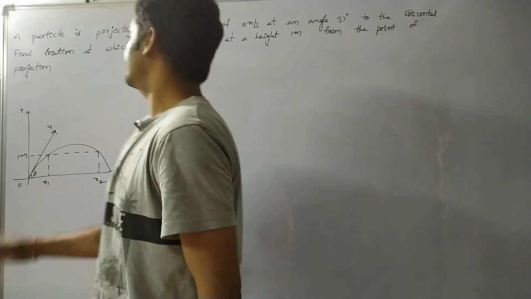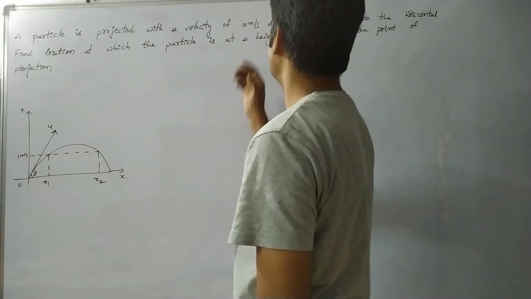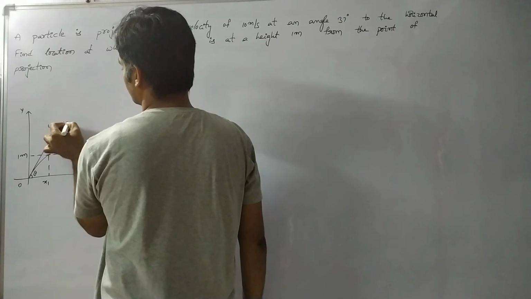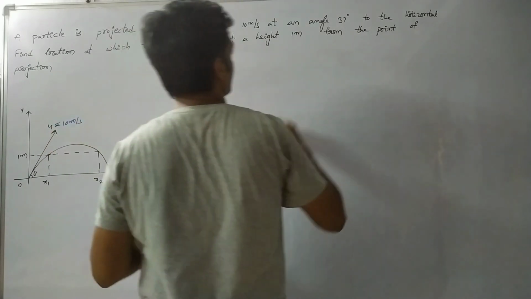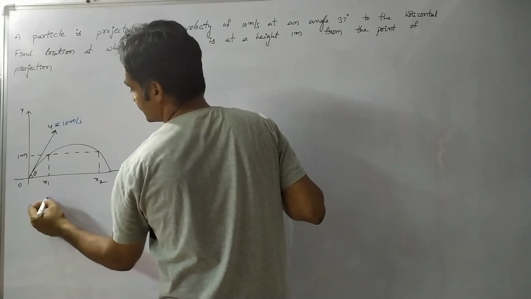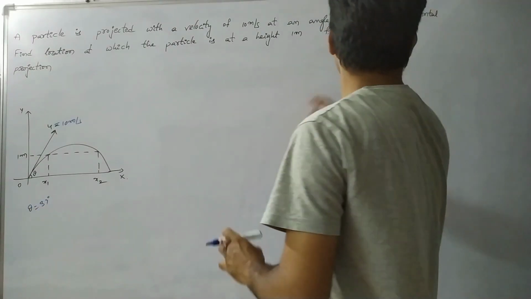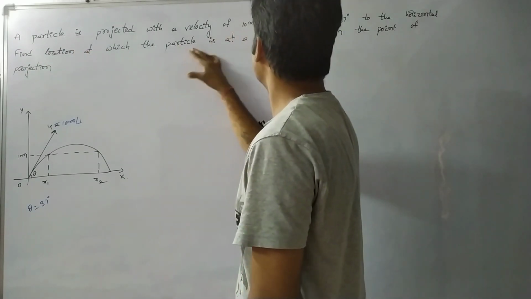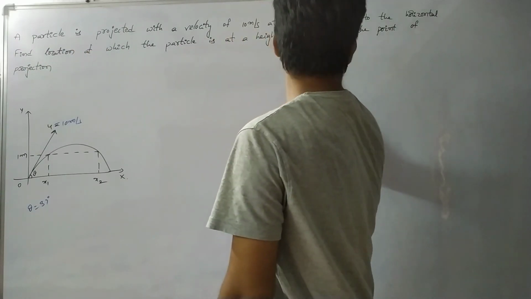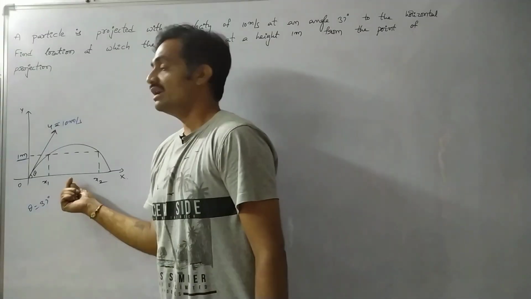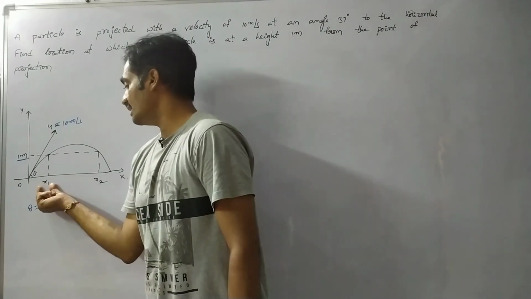The next problem is: a particle is projected with a velocity of 10 meters per second at an angle of 37 degrees to the horizontal. Here theta equals 37 degrees. Find the location at which the particle is at a height of 1 meter from the point of projection. So along the vertical the particle is at a height of 1 meter, and now we have to find the location along the horizontal.